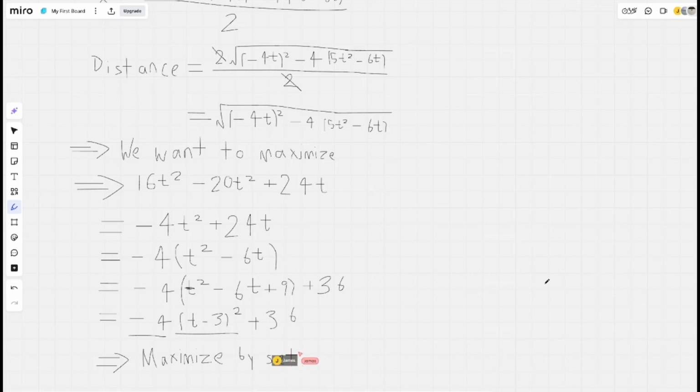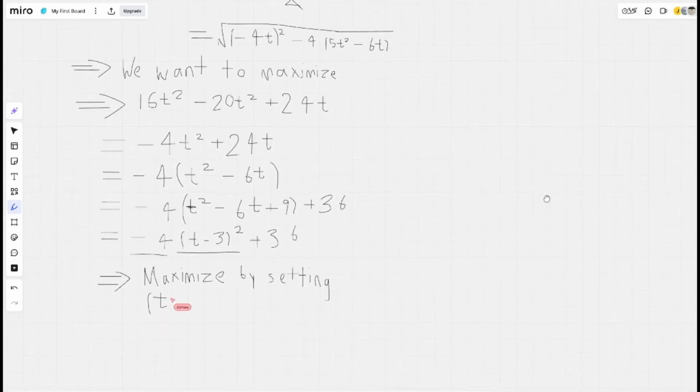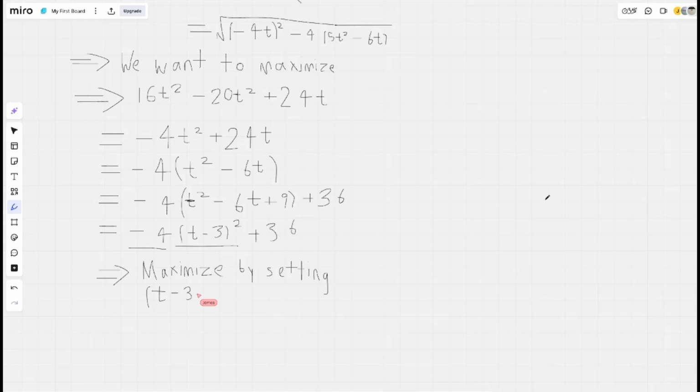So if we have (t - 3)^2 = 0, then we can easily see that t must equal 3, because the only way to make a perfect square 0 is by making the expression that you're trying to square 0. So we get t = 3 here. And that's it.